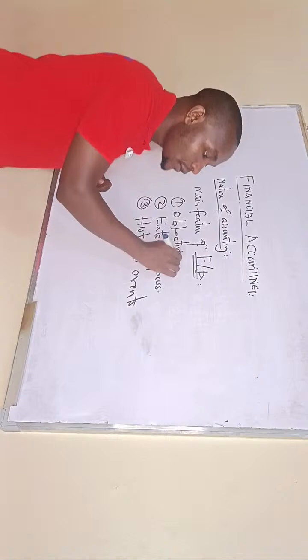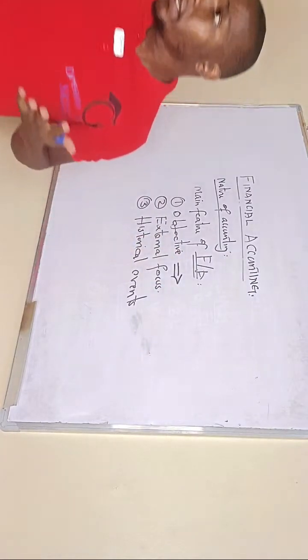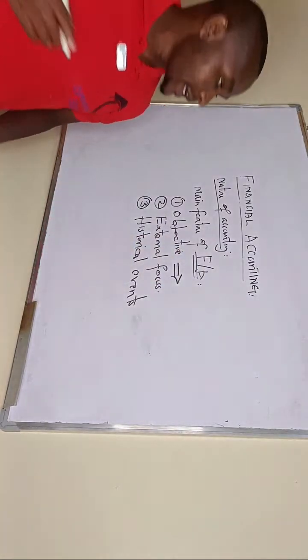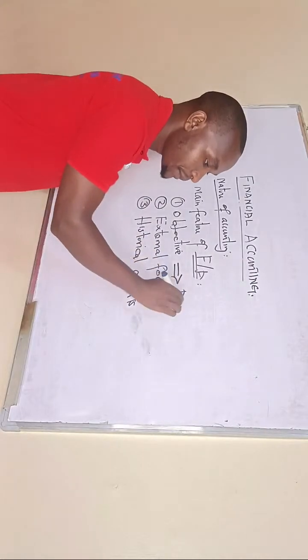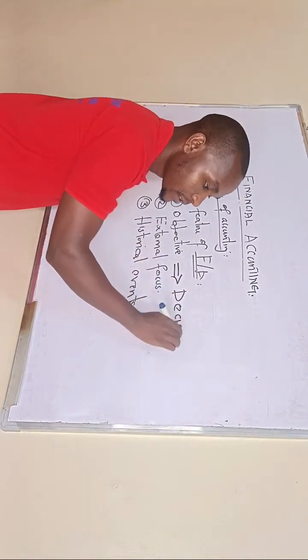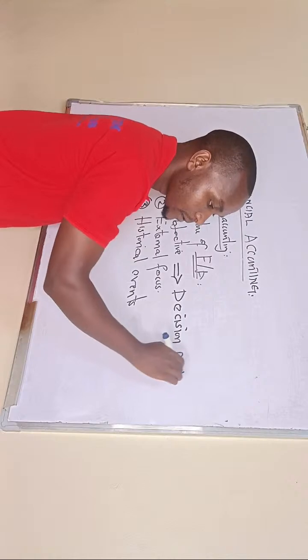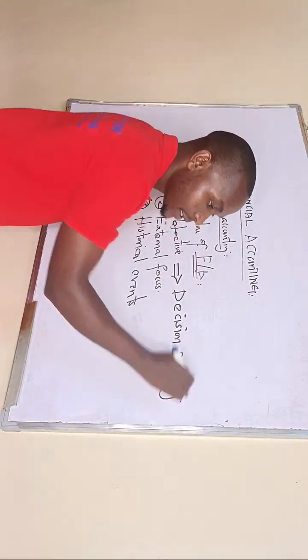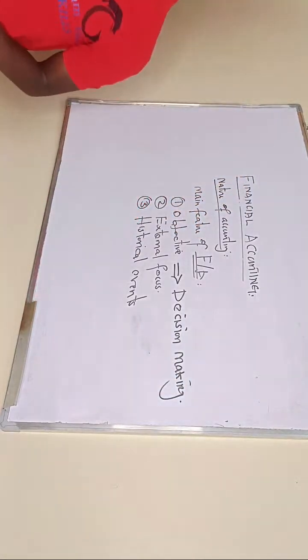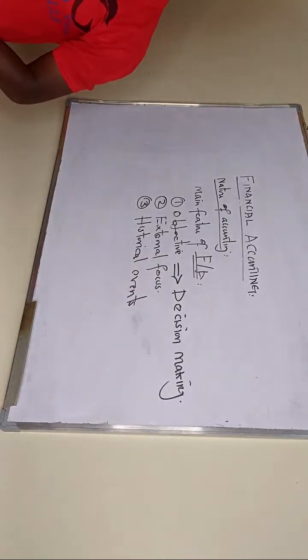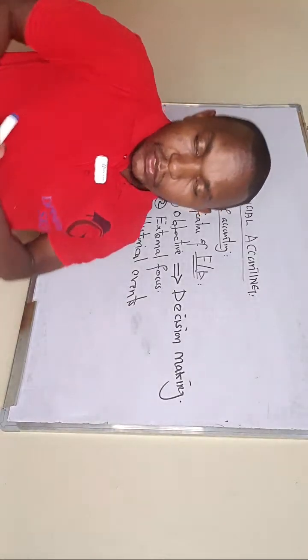So all these objectives we are talking about, it is what? To help you to make a decision. So it is purposely for what? Decision making. It is purposely for decision making.